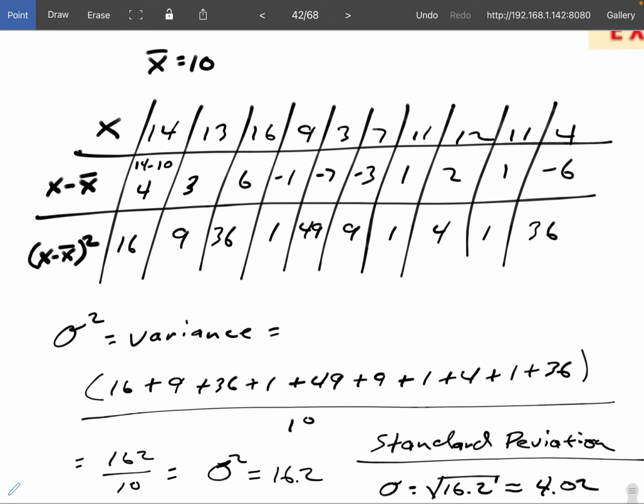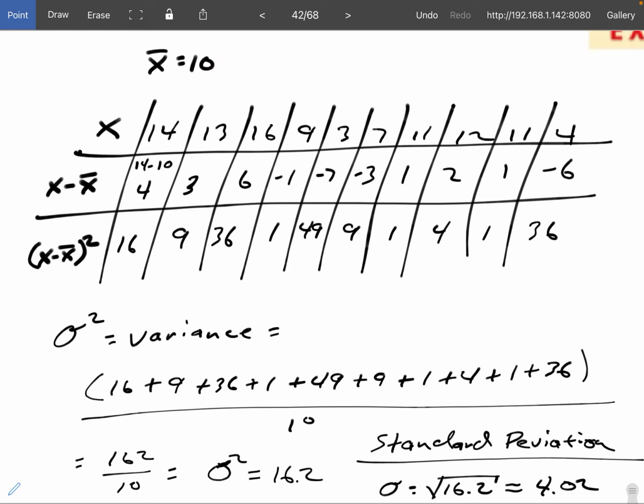And if I move one standard deviation above 10 and one standard deviation below 10, that would be 10 plus 4.02 and 10 minus 4.02. So that would be between 14 and 6. Two-thirds of my data will fall, if it's normally distributed data, like when I give a test in here, two-thirds of you would fall between 14 and 6. That's one standard deviation above and below the average of 10.